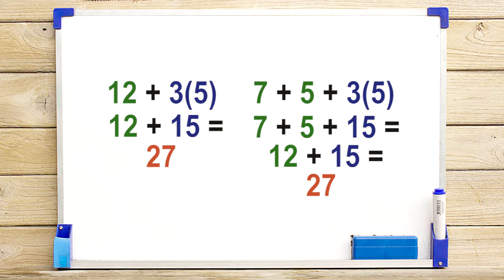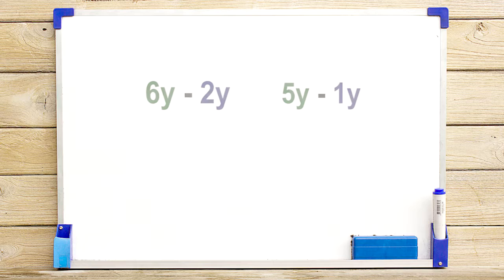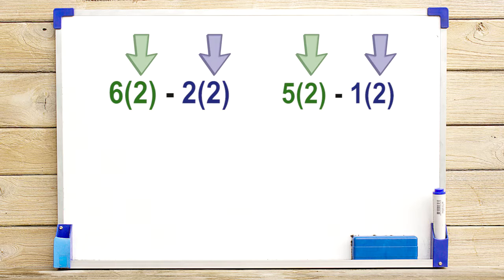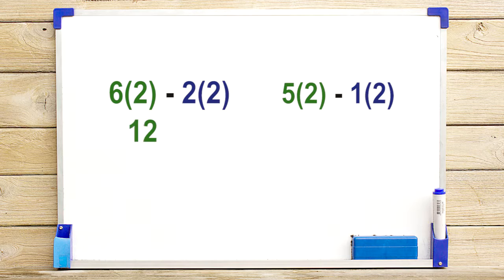Let's look at another set of expressions to determine if they are equivalent. We can use any number for the variable y to determine if the two expressions are equivalent. Let's use the number 2. We will substitute in a 2 for the variable y. In the first expression, remember we always do multiplication or division first. So 6 times 2 equals 12, and 2 times 2 equals 4. 12 minus 4 equals 8.